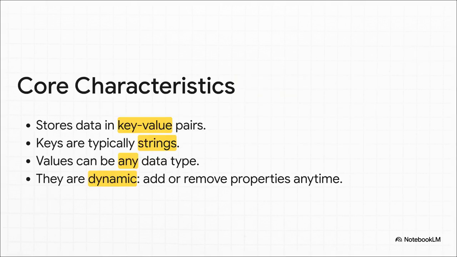Objects store data in those key value pairs we just talked about. The keys are basically always just text labels, or what we call strings. But the values, that's where the magic is. A value can be anything: text, a number, a whole list, even another object. And maybe most importantly, they're dynamic. You can add new properties or get rid of old ones on the fly, whenever you need to.